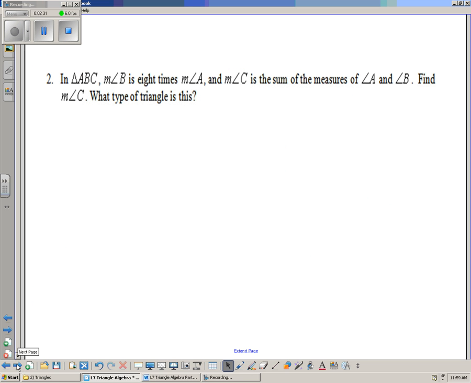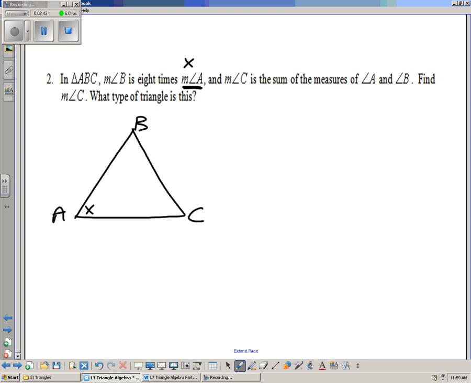Question 2. We have triangle ABC. And the measure of angle B is 8 times the measure of angle A. So the measure of angle A is x. And B is 8 times that. So that's 8x. And the measure of angle C is the sum of the measures of angles A and B. Sum means to add. So if we took the measure of angle A, which is x, and added it to the measure of angle B, which is 8x, remember there's a 1 in front of an x, the sum of these things is 9x.